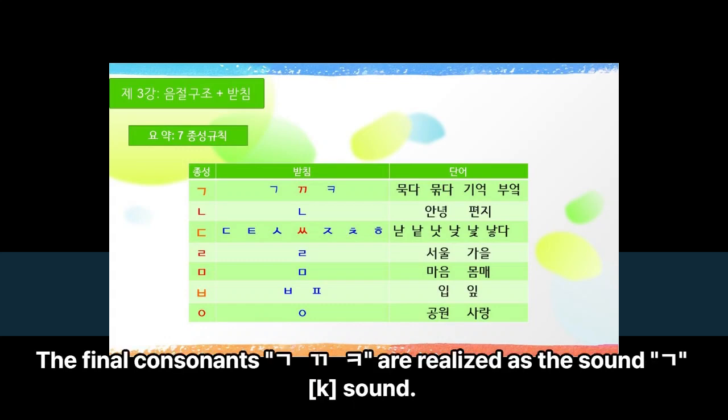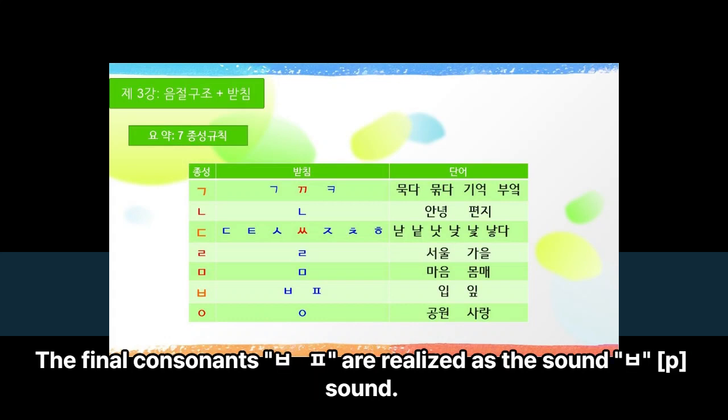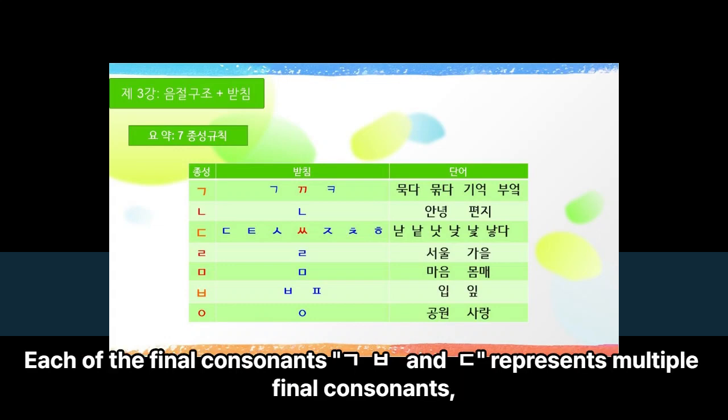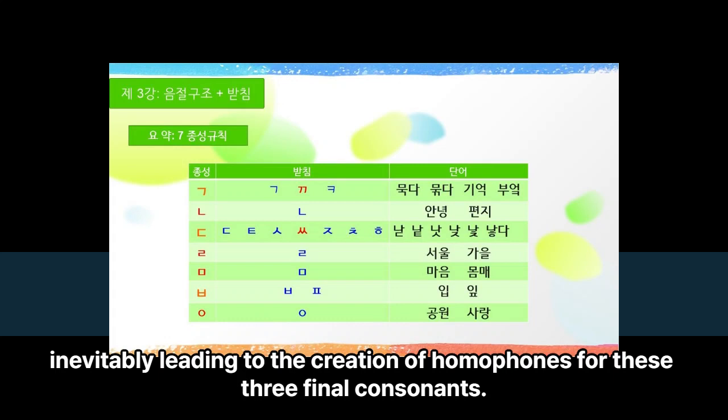The final consonants giyeok, ssanggiyeok, and kieuk are realized as the giyeok, k sound. The final consonants bieup and pieup are realized as the bieup, p sound. The final consonants digeut, tieut, siot, ssangsiot, jieut, chieut, and hieut are realized as the digeut, t sound. Each of the final consonants giyeok, bieup, and digeut represents multiple final consonants, inevitably leading to the creation of homophones for these three final consonants.